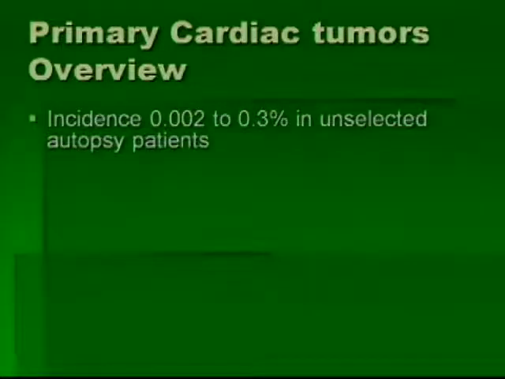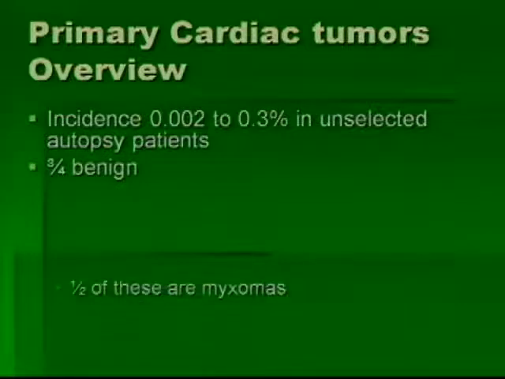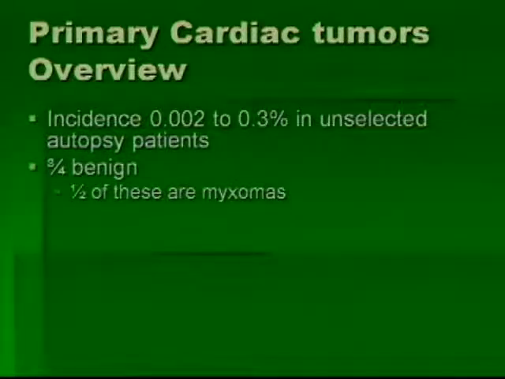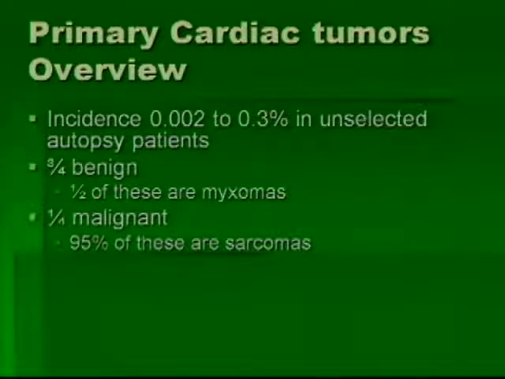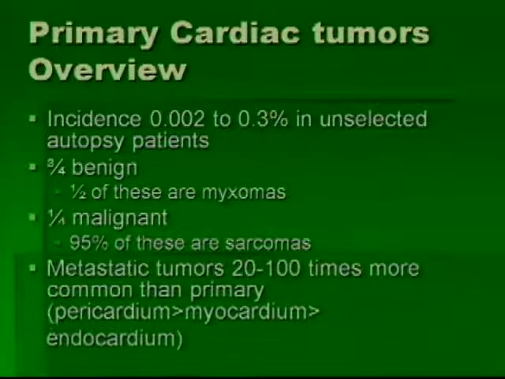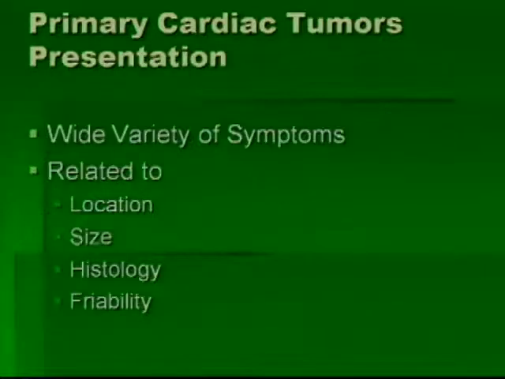Well, let's do an overview of primary cardiac tumors. They are exceedingly rare. The incidence is 0.002 to 0.3% in unselected autopsy patients. Three-quarters of these tumors end up being benign. One-half of these benign tumors are myxomas. One-quarter of these primary cardiac tumors are malignant. 95% of these are sarcomas. Metastatic tumors are 20 to 100 times more common than primary tumors, and as we shall see, they tend to involve the pericardium, then the myocardium, and then the endocardium.